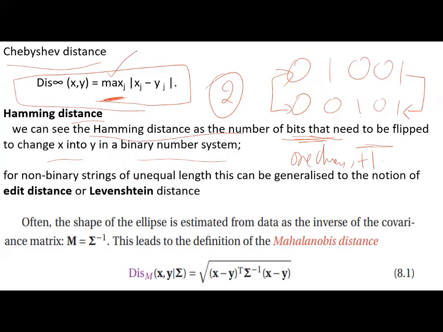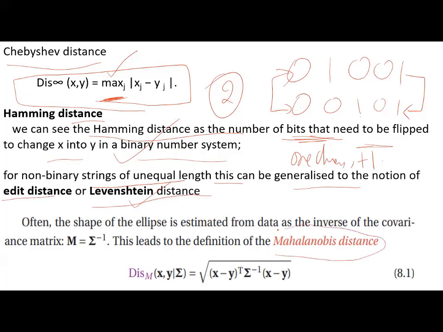Hamming distance. For non-binary strings of unequal length, this can be generalized to the notion of edit distance or Levenshtein distance. See, for non-binary strings, this is called edit distance, my dear friends.